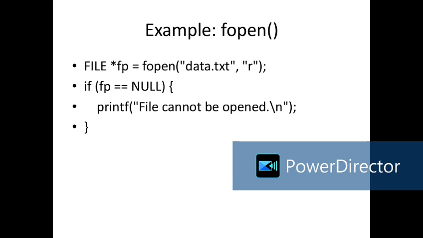Demo. Run this code with and without the file present. Show different outputs. Modify the example to open a file in write mode and write a line of text.